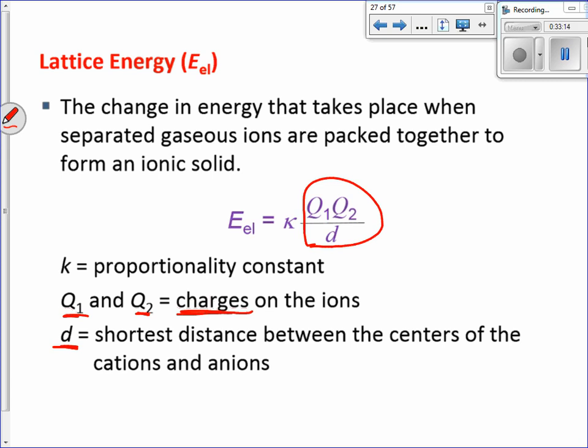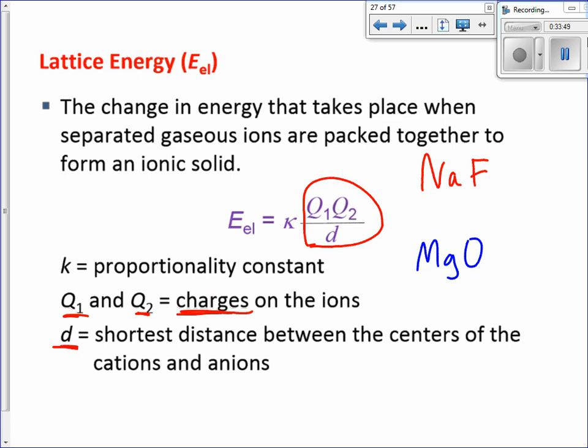So let's think about this. I'm going to compare NaF with MgO. Now, we compare their sizes. Sodium and magnesium are very close in size because they're right next to each other. So their size is negligible. It's very close. O and F, also, their sizes are very close to one another because they're right next to each other on the table. So the size, the D part, isn't the huge factor here.